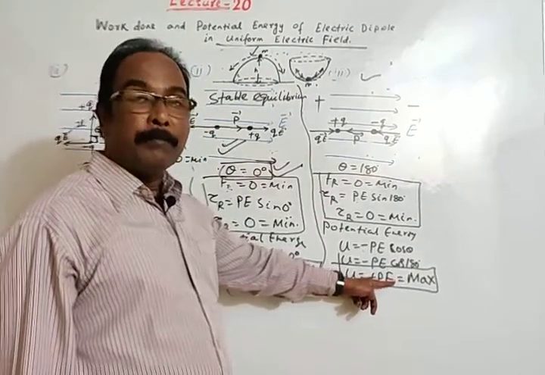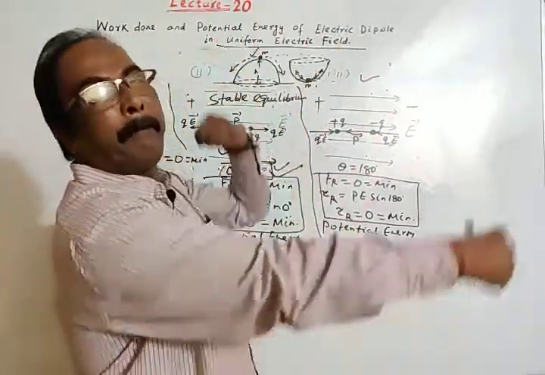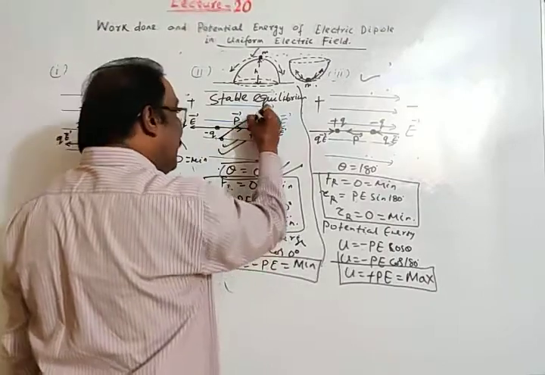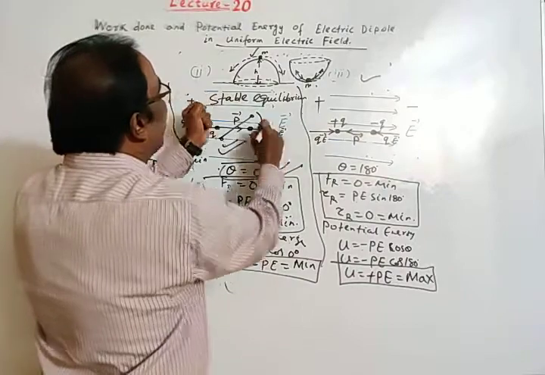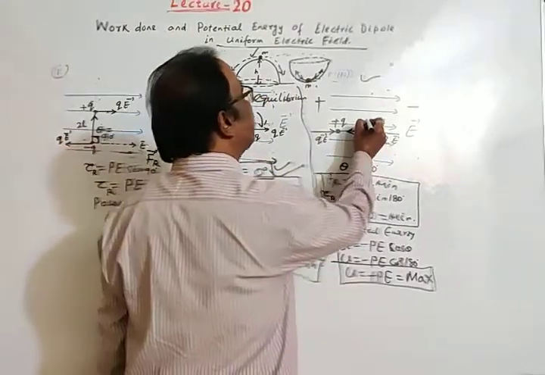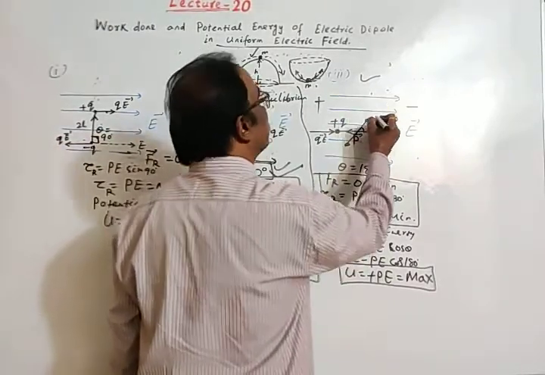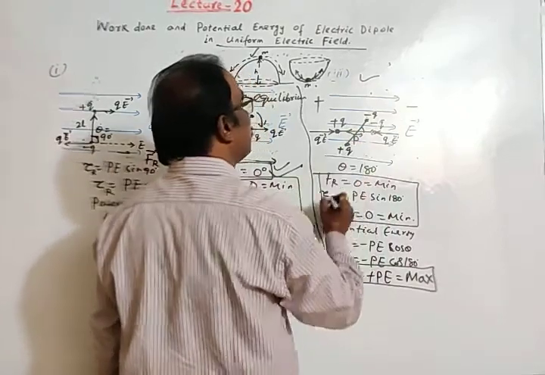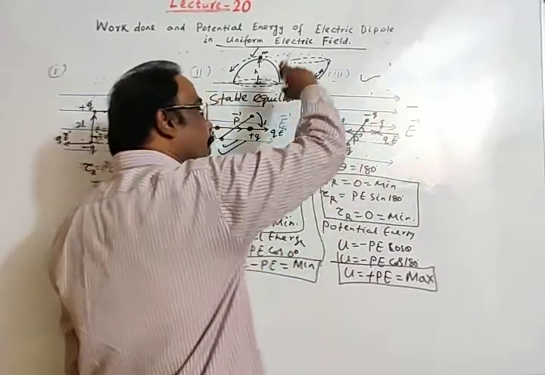In the anti-parallel case, potential energy is maximum. So if the dipole is tilted a little, it will rotate. But in the parallel case, if the dipole is tilted a little, it will again come back to its original position due to the torque experienced in the conservative field. If the dipole is tilted here, from this position to this position, minus q is brought to this position, plus q is brought to this position, so it will again rotate once round.